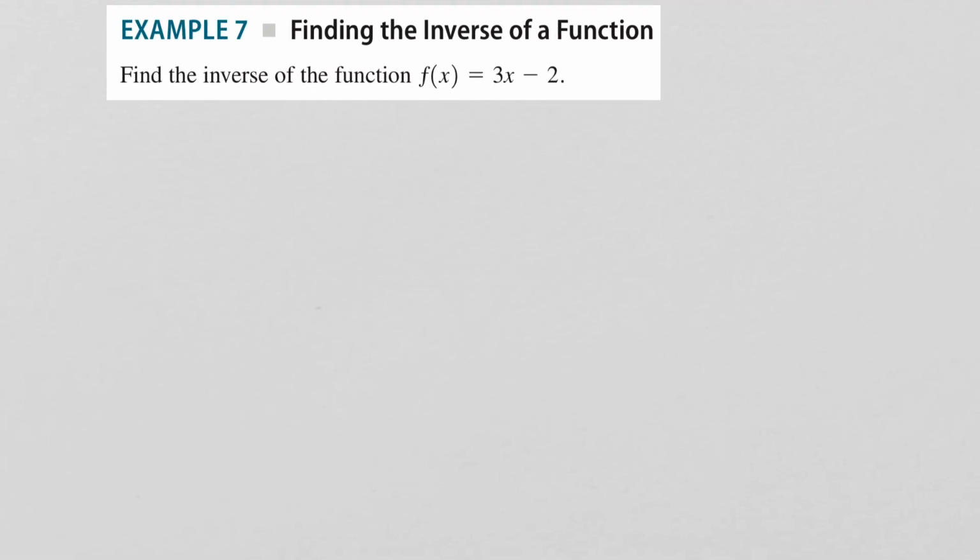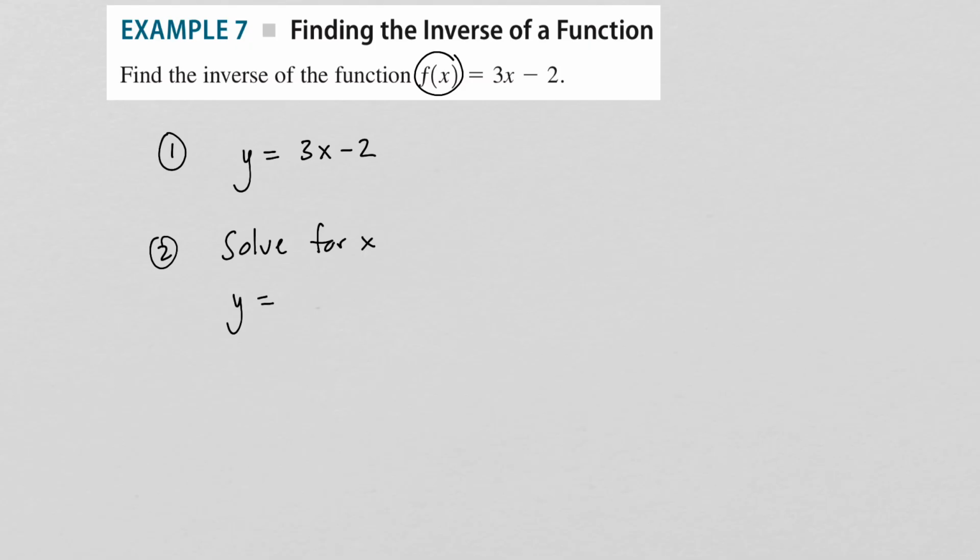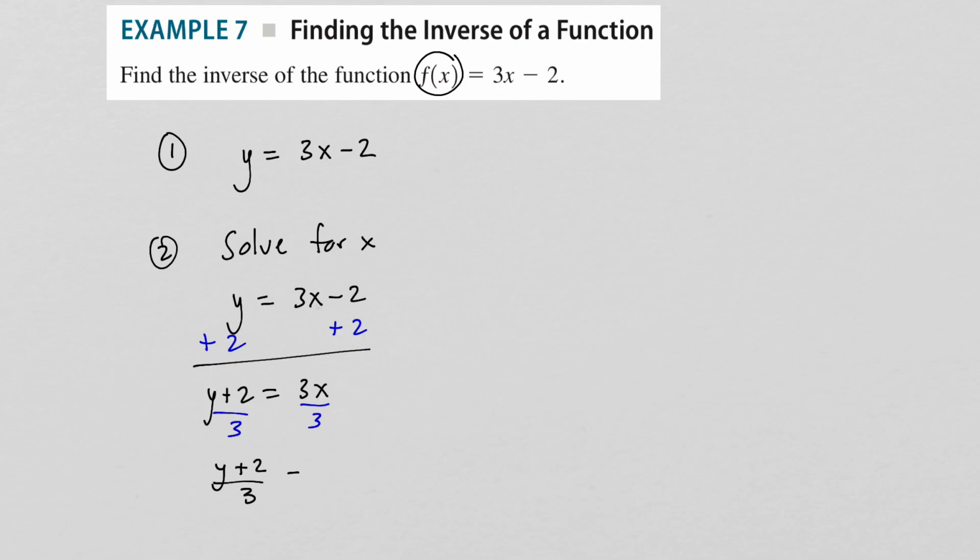So let's consider the following example. I would like to find the inverse of the function f of x equals 3x minus 2. So in step 1, I'm going to change f of x to y. y equals 3x minus 2. In step 2, we're going to solve for x. So to solve for x in this equation, we're going to add 2 to both sides. And this gives us y plus 2 is equal to 3x. And then I'm going to divide by 3 on both sides. And this gives us y plus 2 over 3 is equal to x.